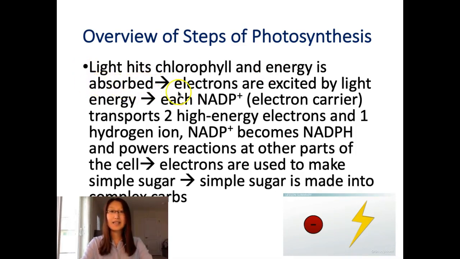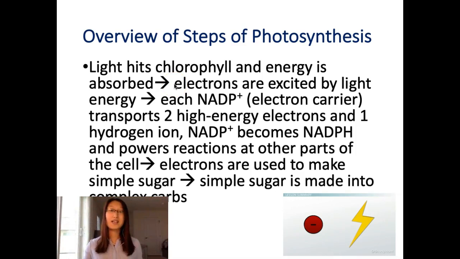The next step is that electrons are excited by the light. So electrons have different energy levels, just like little kids, or like you, right? Sometimes the electrons are down and they're not very active, they can't do a whole lot. Sometimes the electrons get excited and that energy now is inside the electron and that energy can be used elsewhere. So then the next step, after the electrons get excited, what happens?